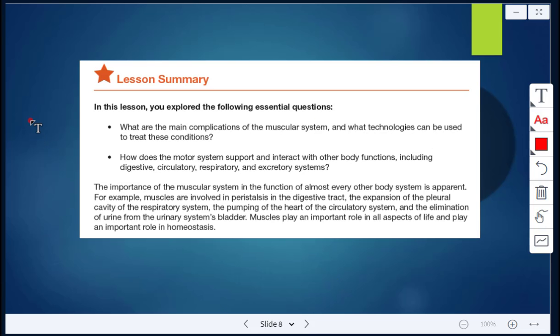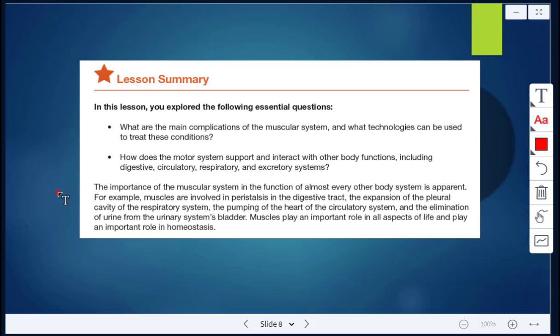All right, so we've looked at the main complications of the muscular system. How does the motor system support and interact with other body functions? So we'll look at that next, how the motor system interacts with the digestive, circulatory, respiratory, and excretory system.